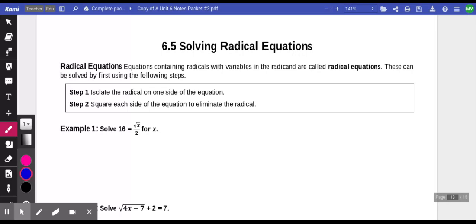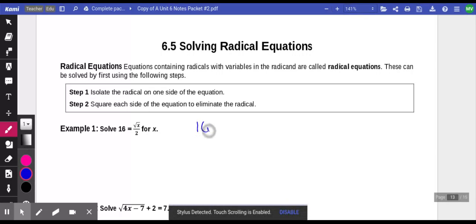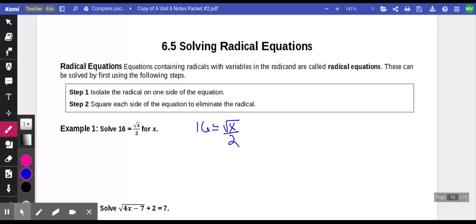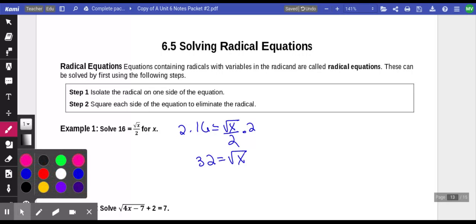When we look at our first problem here, it's 16 equals radical x over 2. So we want to get the radical x by itself. I'm going to multiply both sides by 2, which gives me 32 equals radical x. Now the opposite of taking the square root is squaring, so I'm going to square both sides. The square root of x squared is just x. Then I use my calculator to do 32 squared, and it's 1,024.